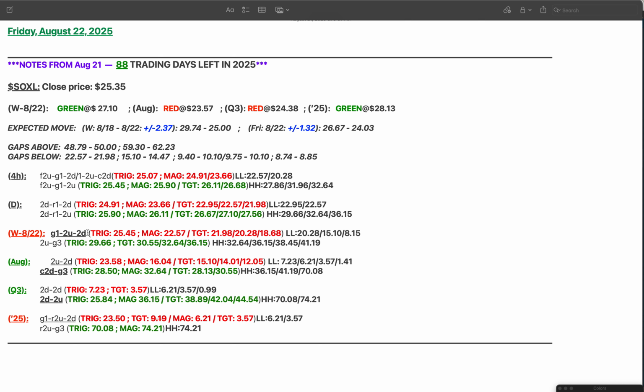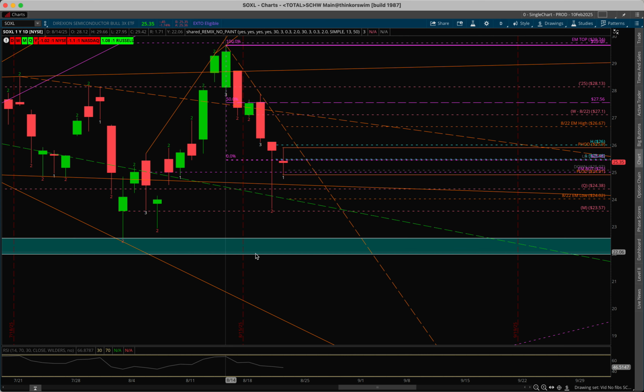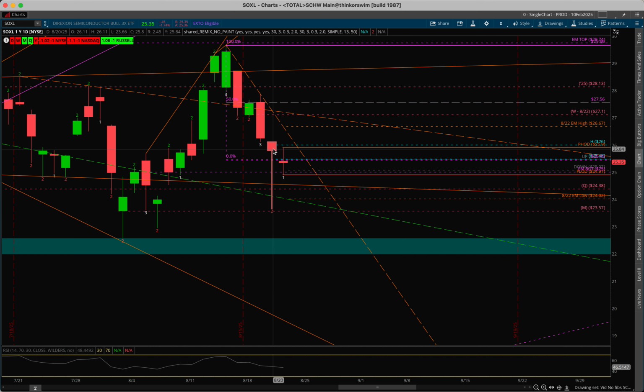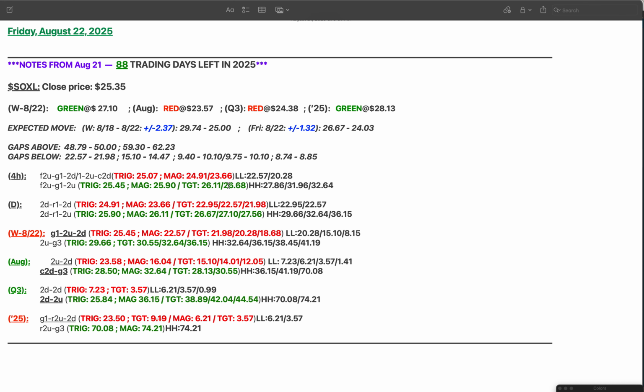Now again, we are in a 1, 2 up, 2 down in force on the week that triggered at 25.45. Remember, we're at 25.35. So the magnitude was 2257, and you can see that we only got down here to this 2366, so there's still room to reach this magnitude. So tomorrow, if we have a red day, that 2257 could be a real level to look for, right?